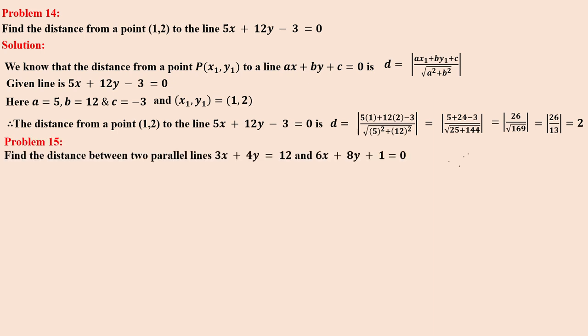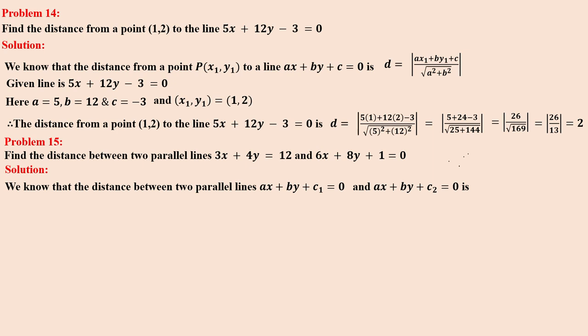Find the distance between two parallel lines 3x + 4y = 12 and 6x + 8y + 1 = 0. We know the distance between two parallel lines ax + by + c1 = 0 and ax + by + c2 = 0 is d = |c1 - c2| / root of (a square + b square). See, both the lines are ax + by + c1, here also ax + by + c2, only the constant term differs.